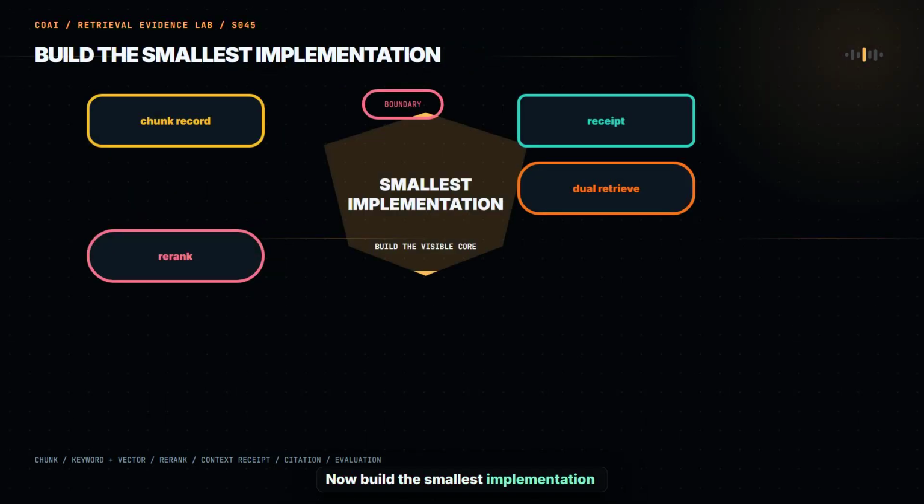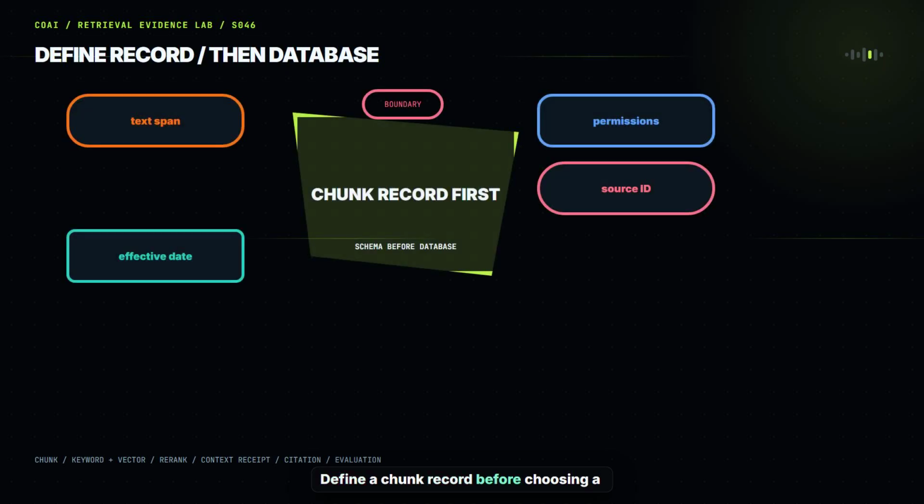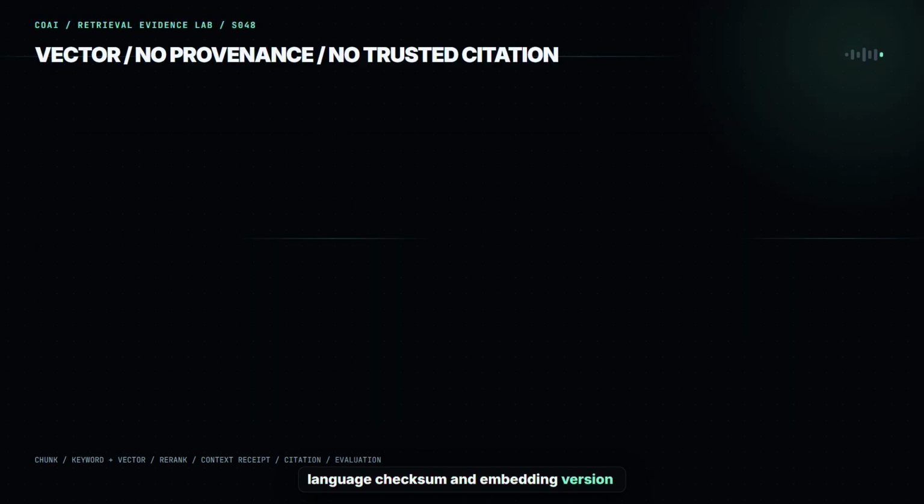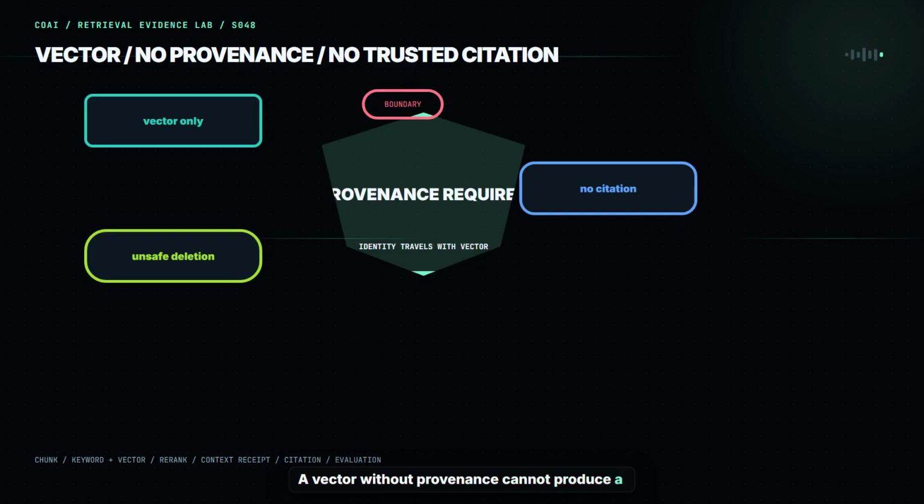Now build the smallest implementation. Define a chunk record before choosing a database. Include chunk ID, document ID, source address, title, section path, text, effective date, permissions, language, checksum, and embedding version. A vector without provenance cannot produce a trustworthy citation or a safe deletion.